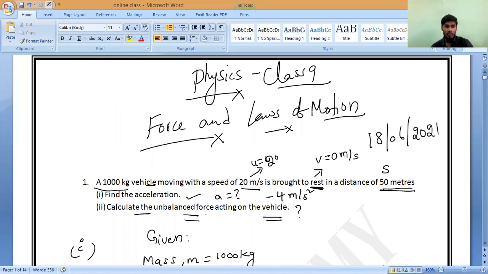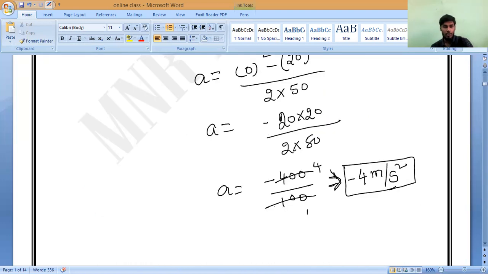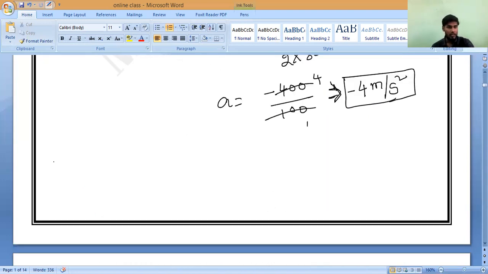Calculate the unbalanced force acting on the vehicle. Unbalanced force means what we should calculate? Force only, correct or not? Yes, sir. So force is equals to, what is the formula? Force is equals to mass into acceleration.